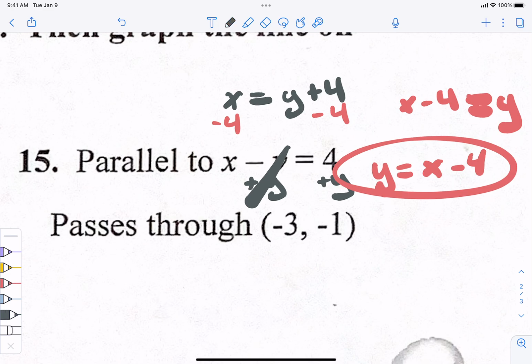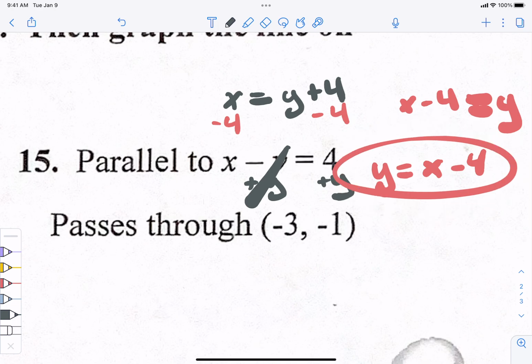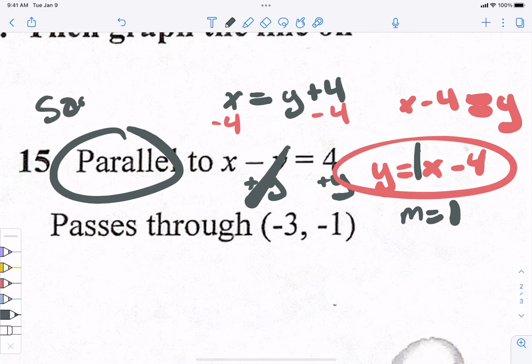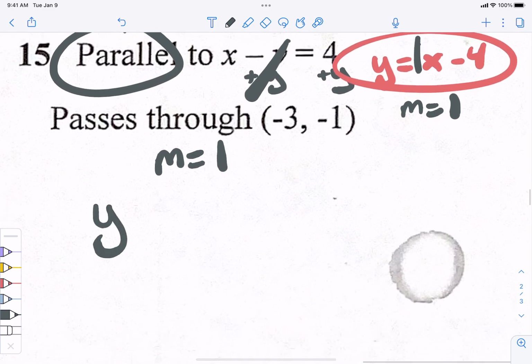Here's the deal. We want a parallel line to that. What's the slope of this line? There's a 1 in front of the x, so this line has a slope of 1. If I want a line that's parallel to that, it has to have the same slope. Parallel means same slope. So I know my m needs to be 1, and I start with y equals 1x plus b.